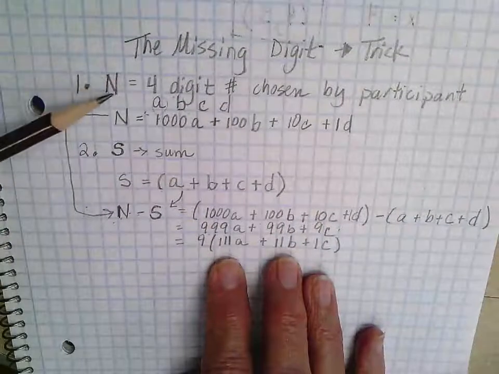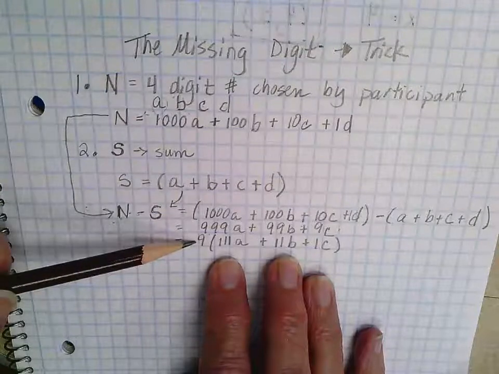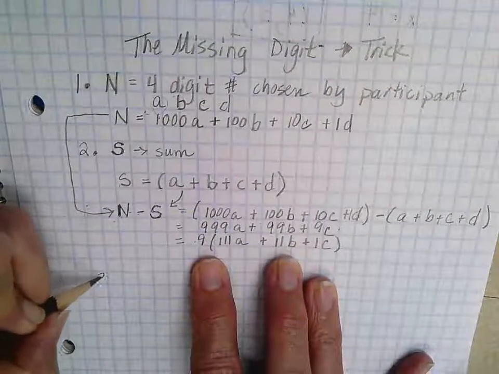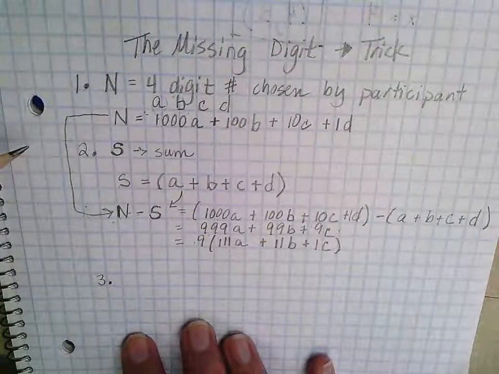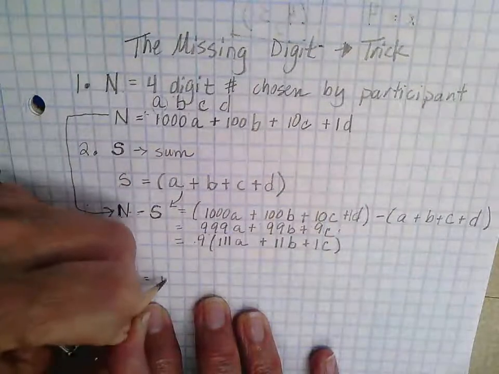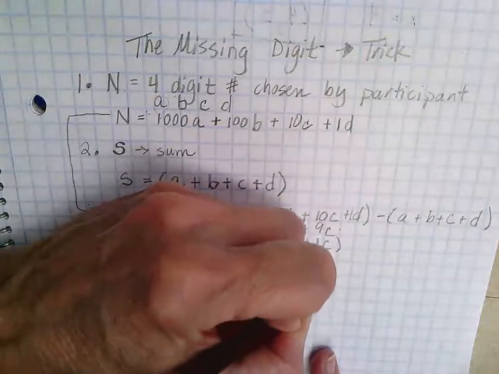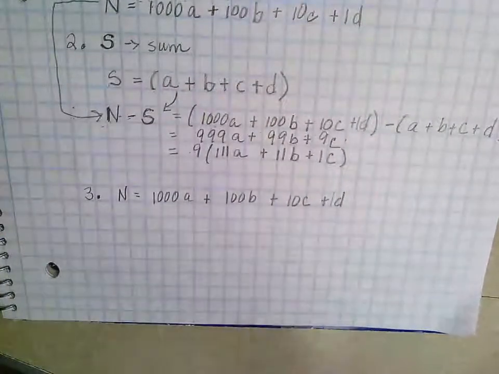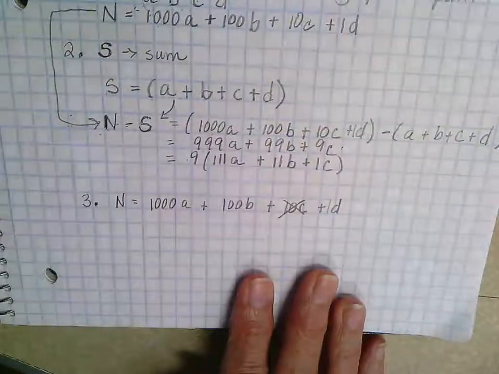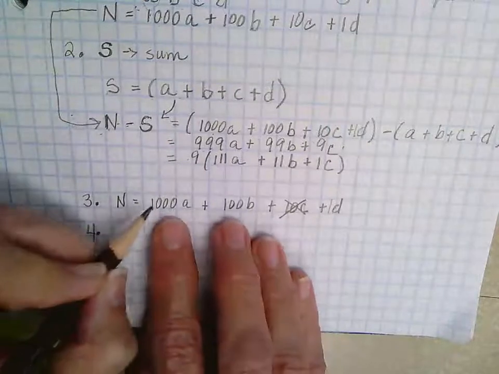So when I do this with a four-digit number and subtract out the sum of those digits, I will always get a number that is a multiple of 9. Now, the next step in the trick was to delete the letter C in N. Remember, this is N right up here, so I'm going to rewrite it down here. It says delete a letter, so we're going to pretend that this letter is deleted. It is gone.